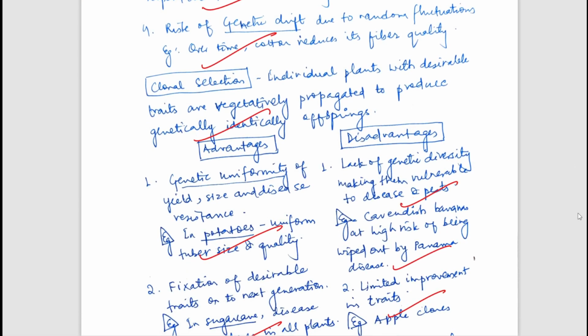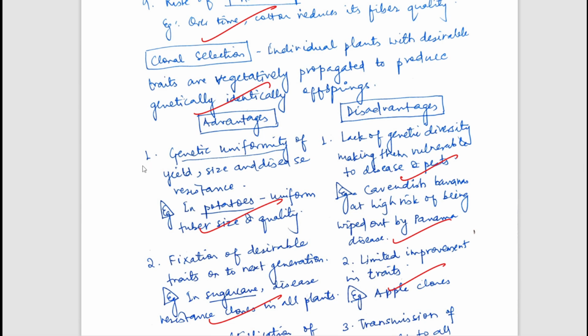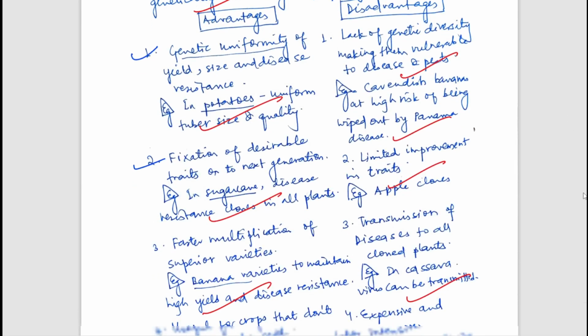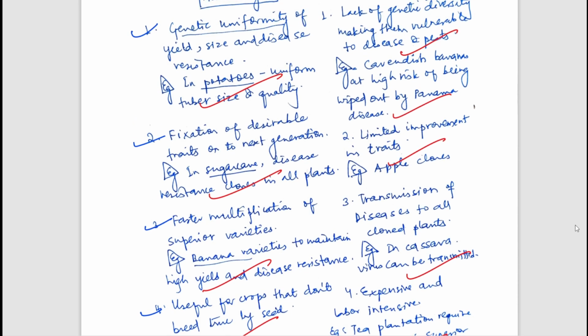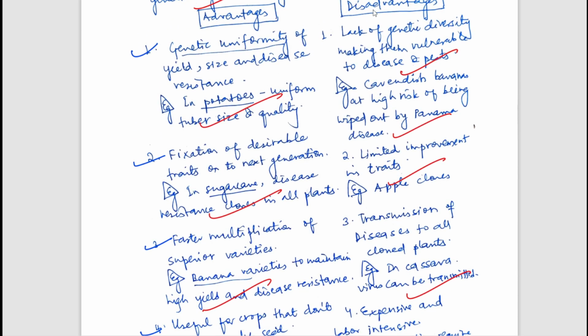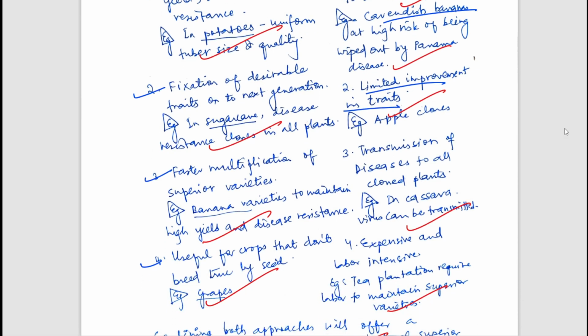Now let's move to clonal selection. What are its advantages? There is genetic uniformity, there is fixation of desirable traits into the next generation, there is faster multiplication of superior varieties, and it is useful for crops that don't breed by seed. What are its disadvantages? There is a lack of genetic diversity, for example, Cavendish bananas have been mentioned. Then there is limited improvement in traits, and transmission of diseases to all cloned plants.